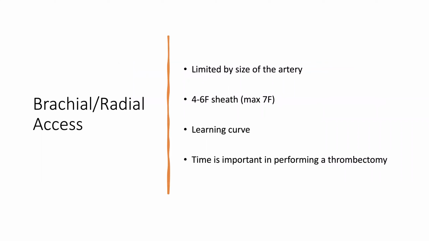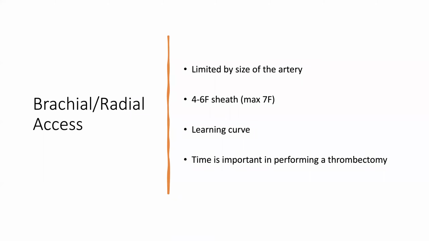You can also do a brachial or radial access. I haven't done any brachial access in a long time, but we've done a number of cases with the radial access. You're basically limited by the size of the artery, so you can usually put a 4 to 6 French sheath. I have put a 7 French sheath in the radial artery. It does cause a little bit more spasm, and there is a learning curve. So we pretty much do all our diagnostic outpatient cerebral angiography through the radial approach now.